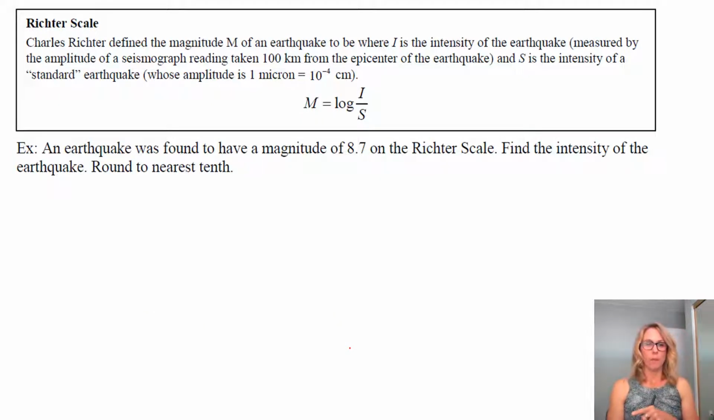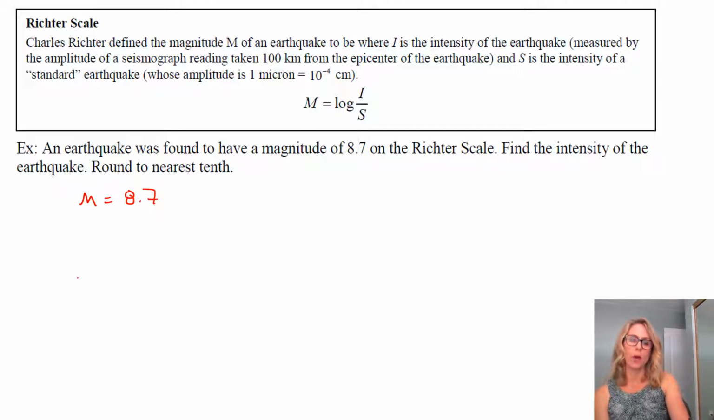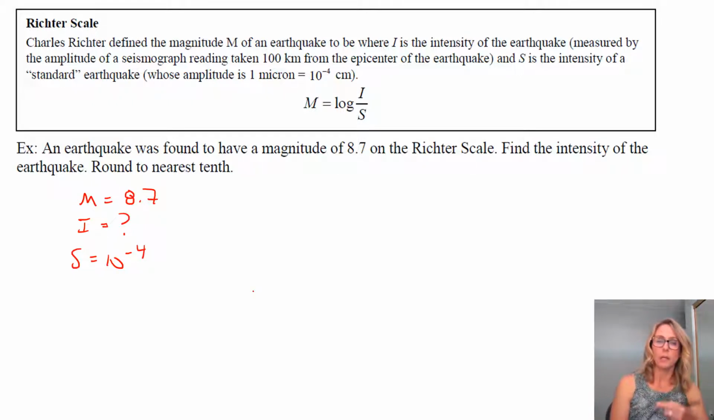So now we have the same thing, but the opposite. In this case, we are given that the magnitude is 8.7, and our job is to find the intensity. You can see that we already have the intensity of the standard earthquake. So if you want, plug those values in. It's going to be similar to the second example that we did. We're going to have to rewrite it to solve for I, but you're welcome to try that and see what you get.